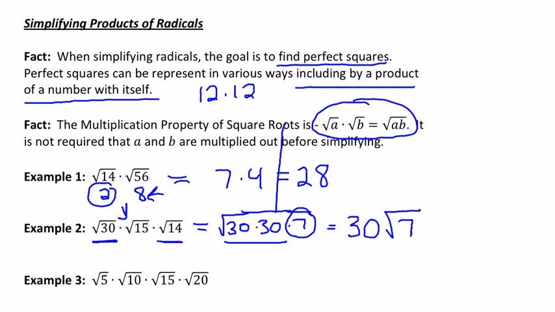So the square root of 30 times the square root of 15 times the square root of 14 is just 30 root 7. Much quicker than multiplying those numbers out, getting some big four-digit number, and then going back through and trying to take the square root.